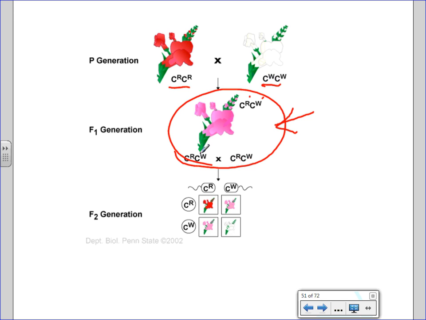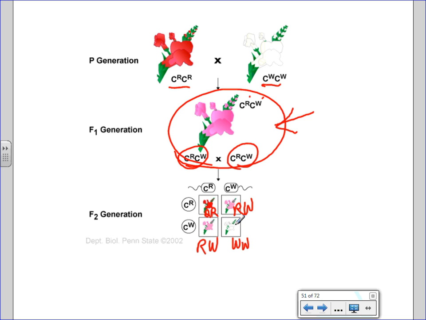If we mated those, so a pink one by a pink one, then this is the cross that you get. Each one could give a red allele or a white allele. So if you get a red and a red, this one would be red and red, so it appears red. This one would be an R and a W, so it appears pink. R and a W, so it appears pink. And a W and a W, so it appears white.